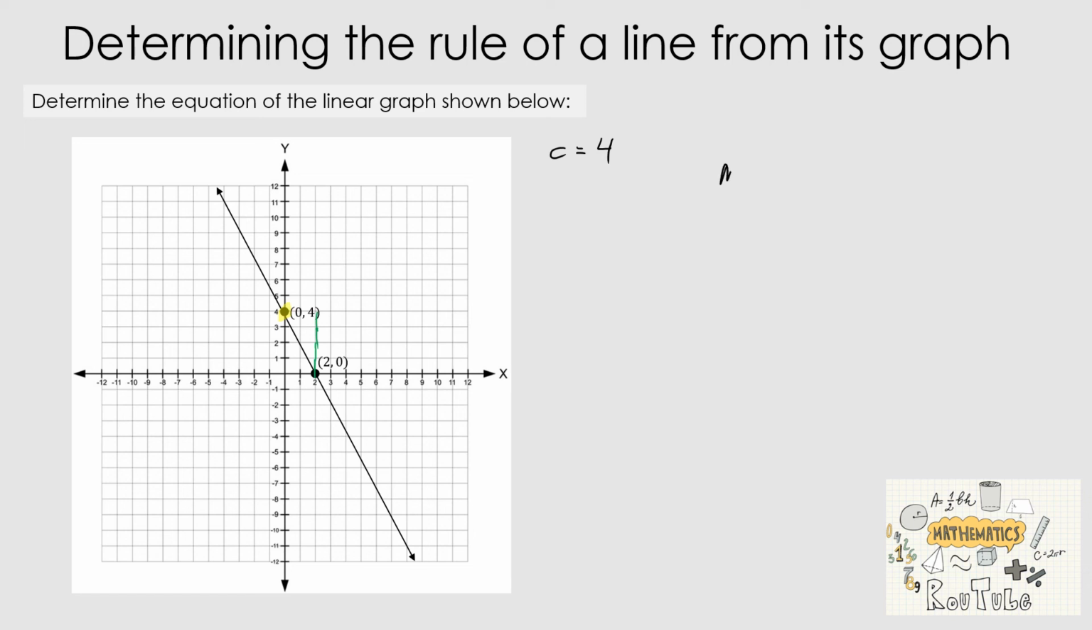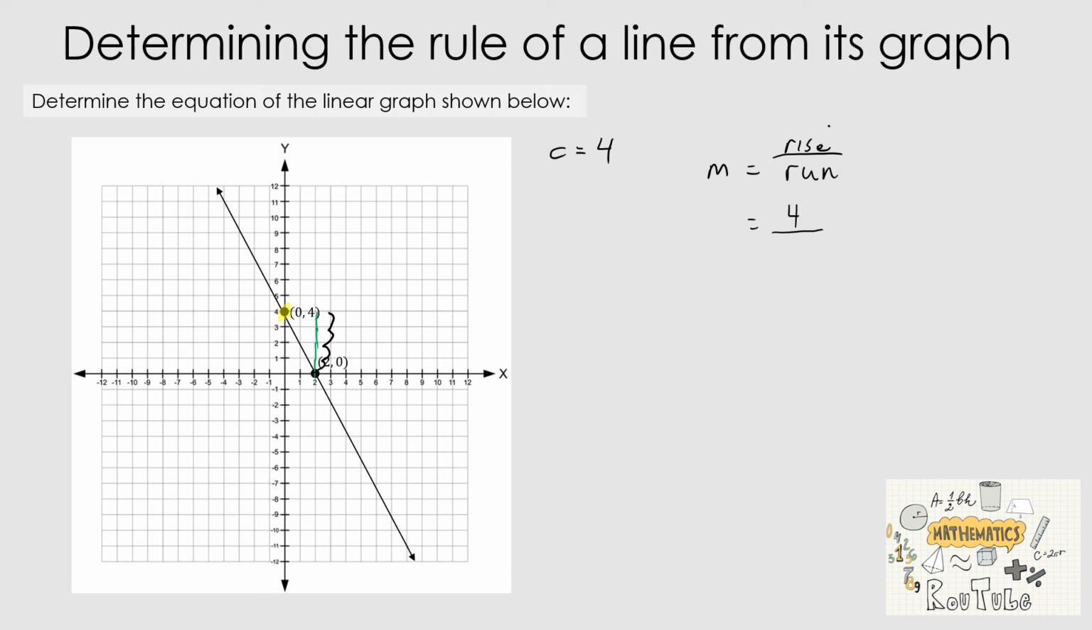To work out our m, it's going to be rise over run. So essentially what we need to do is, from that original point that we started at, 2 and 0, how many places did we go up? Well, we can just count them. We went once, twice, 3 times, 4 times. So our rise is going to be 4, and it's going to be positive because we went up. If we went down, it would be negative 4.